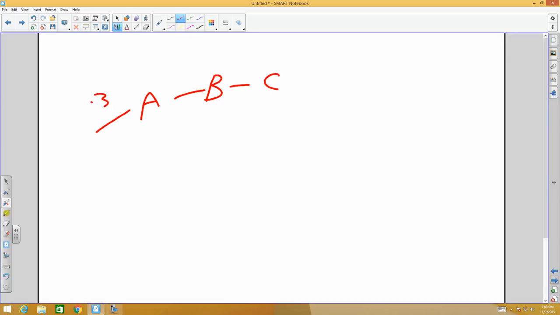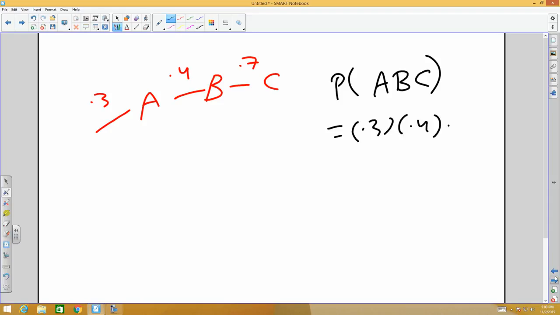So if I have the probability here 0.3, here 0.4, here 0.7, at the end what do I have? I have A, B, C, which means all of them happened at the same time. To get this probability, you simply multiply all of these probabilities on the branch that leads to this outcome. So it's 0.3 times 0.4 times 0.7. You're just multiplying. This is what's called the multiplication rule.